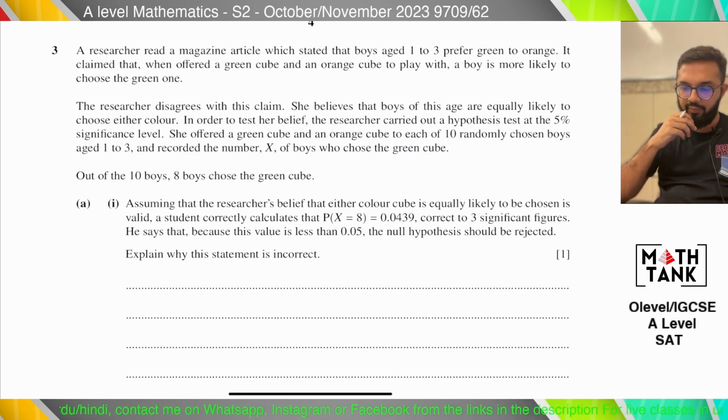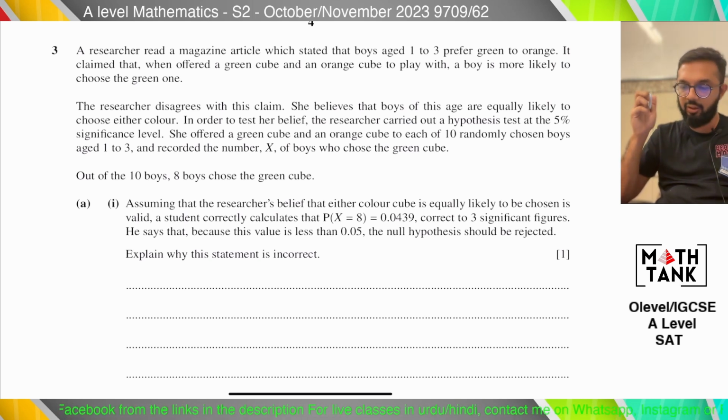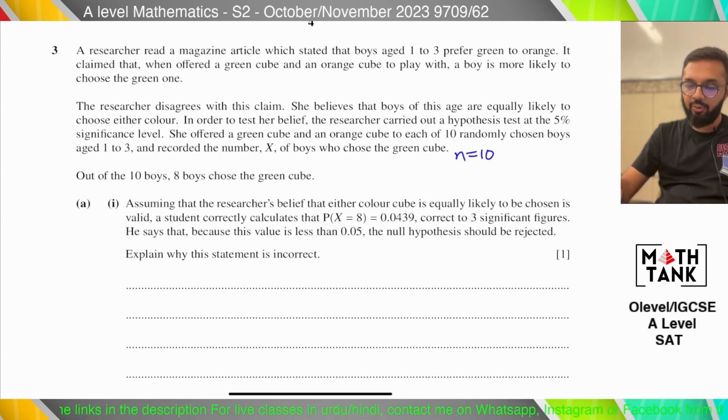In order to test her belief, the researcher carried out a hypothesis test at the 5% significance level. She offered a green cube and an orange cube to each of 10 randomly chosen boys aged 1 to 3 and recorded the number of boys who chose the green cube.